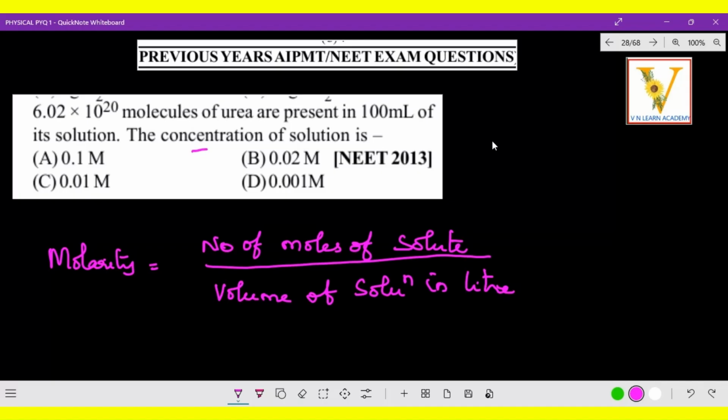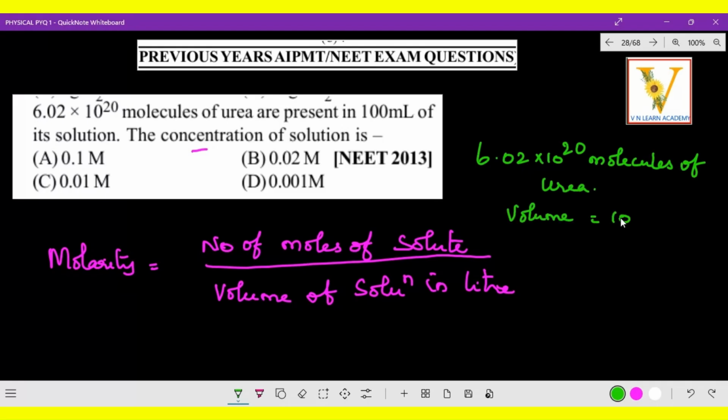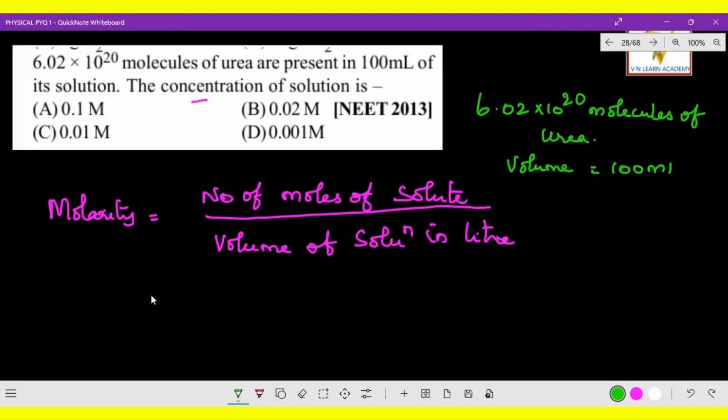Now, what data have they given? 6.02 into 10 to the power of 20 molecules of urea. So, how many molecules is it? 6.02 into 10 to the power of 20 molecules of urea. Volume of solution, how much have they given? Volume is equal to 100 ml. Okay, now the number of moles we have to identify. How do we identify the number of moles?